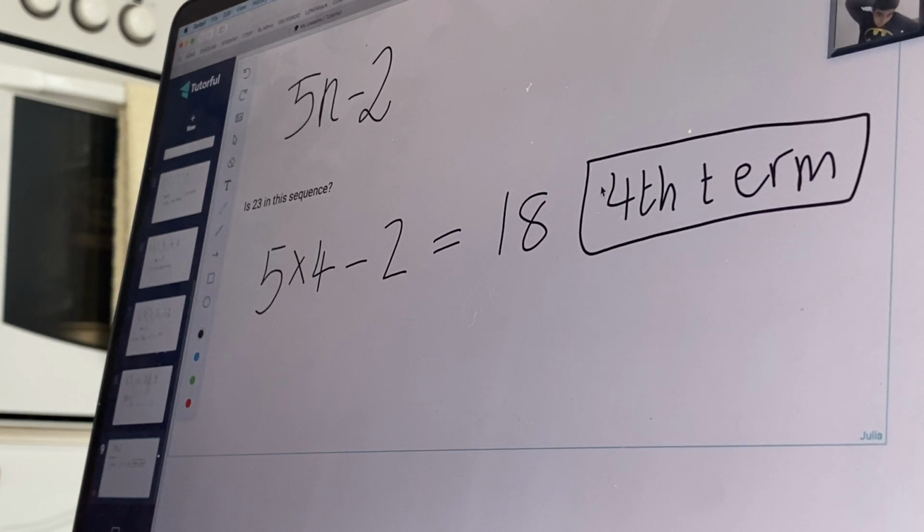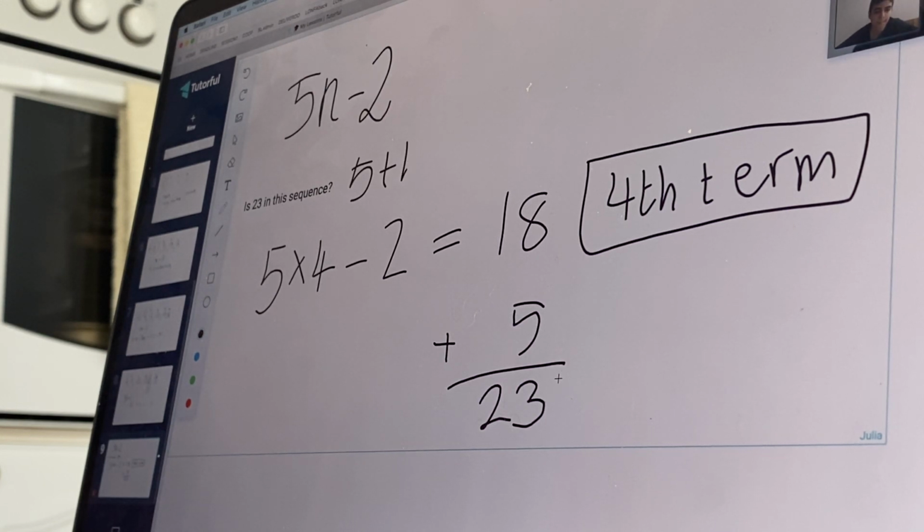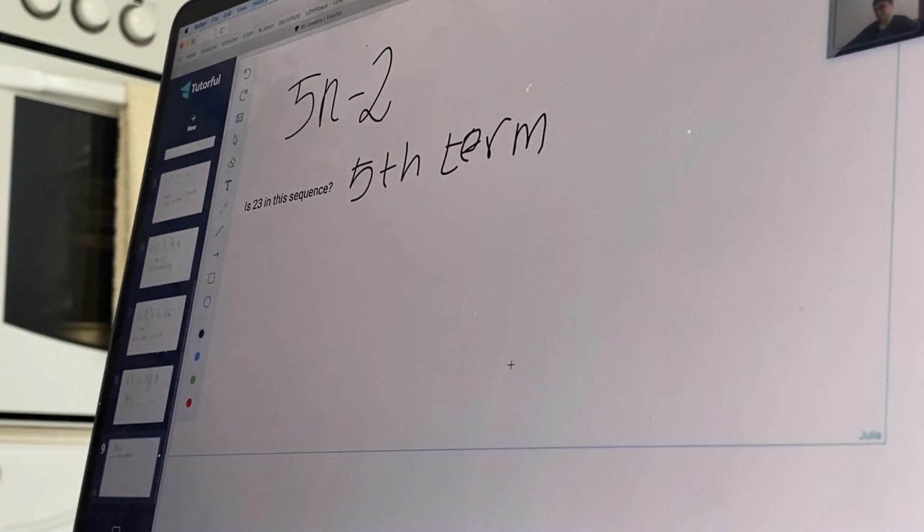Now what do we do? Add 1. No, that's the fourth term, and then add 5. Because you add 5, and then it becomes 23. Okay, so which term is 23? Fifth term. Perfect. So is 23 going to be in the sequence? Yes, it's going to be the 5th term. So we know that 23 is the 5th term of our sequence.